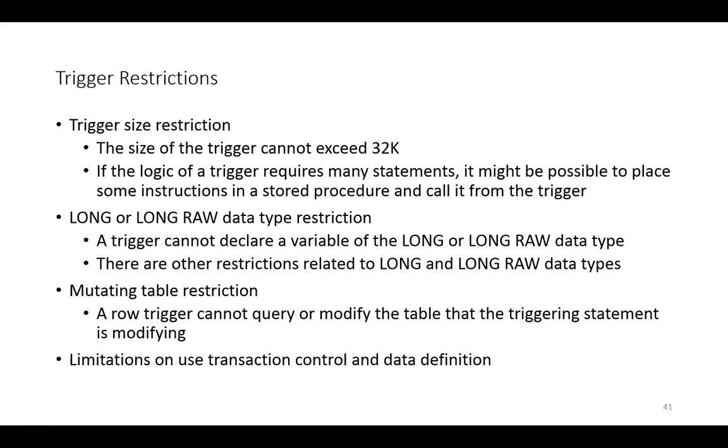The mutating table restriction, we've talked briefly about that and demonstrated its behavior. There are also limitations on the use of transaction control, commit, rollback, savepoint, and data definition statements within a trigger. In order to execute these within a trigger, we would have to have what is called an autonomous transaction. And that's something we've not discussed in this video. If you're curious about that, add a comment to this video and we can investigate that as a separate video. Kind of an interesting concept.